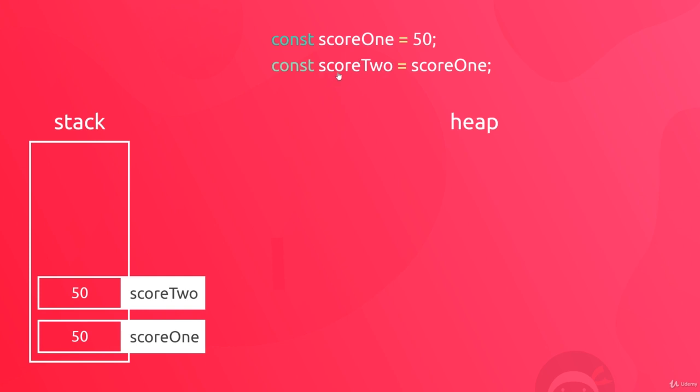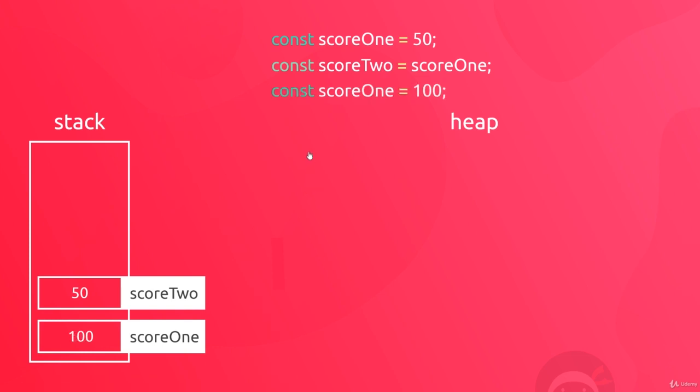If we create a new constant called score2 and we set it equal to score1. Well, what that does, because this is a primitive type and primitive types are stored on the stack, it creates a copy of the number and it stores that number separately on the stack. And this variable name, score2, is now locked to this new number. So we have 2 values now, 2 different values. Well, they're the same, but they're 2 different positions in memory on the stack. And we have 2 different variables locked into those.